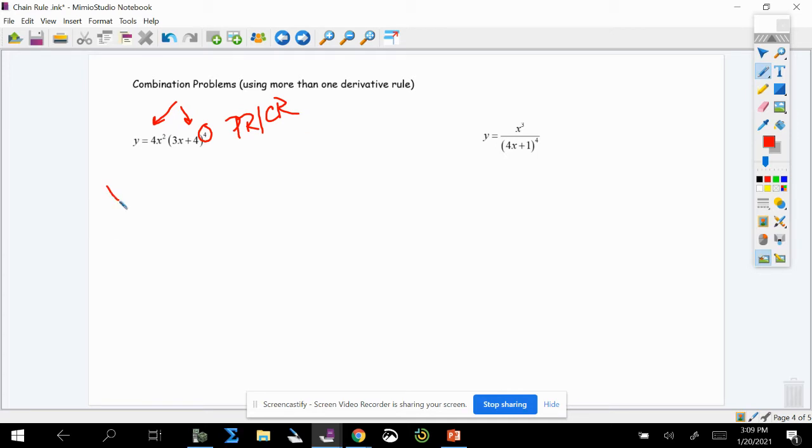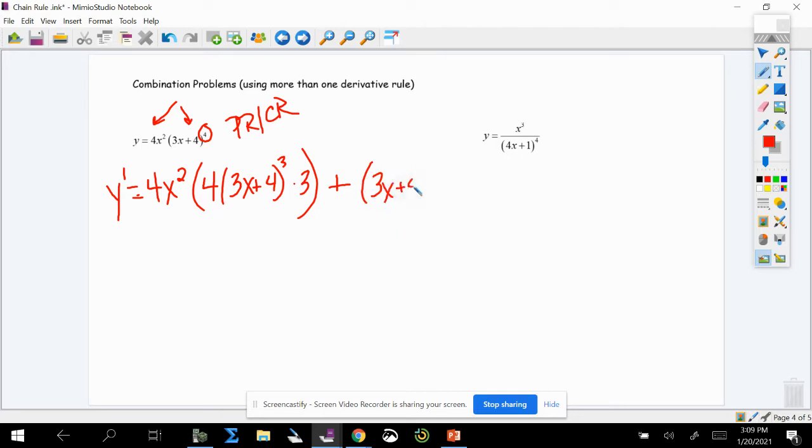So we start our derivative with the product rule. So first times the derivative of the second. The derivative of the second is going to be where the chain rule comes in. So power out front, take the original to a power 1 less, and then take the derivative of what's inside. And then plus the second times the derivative of the first. So the second is 3x plus 4 to the fourth, and the derivative of the first is 8x.